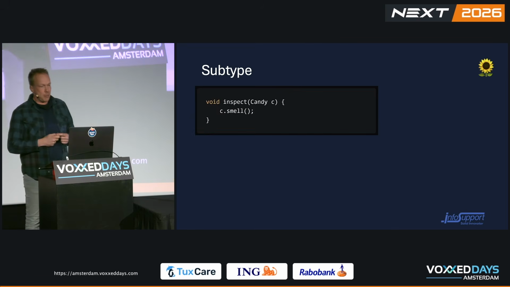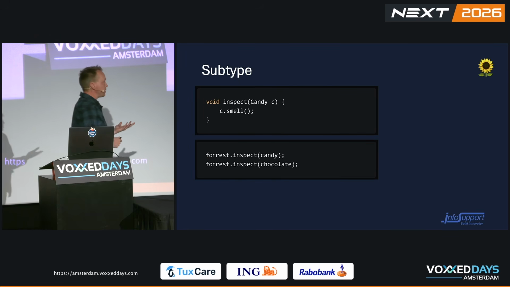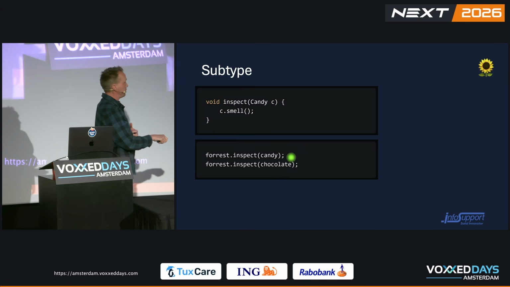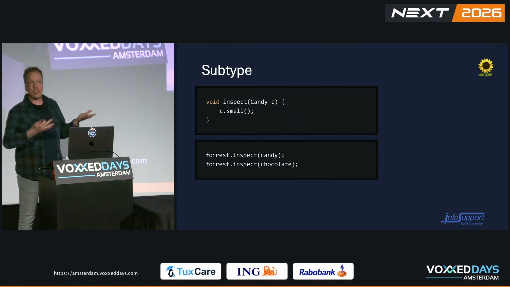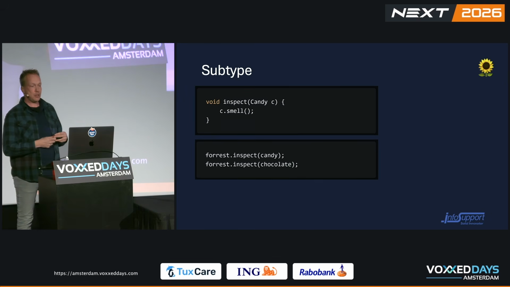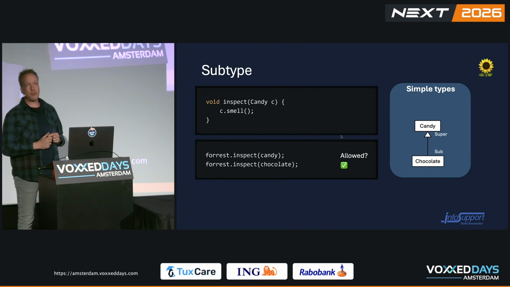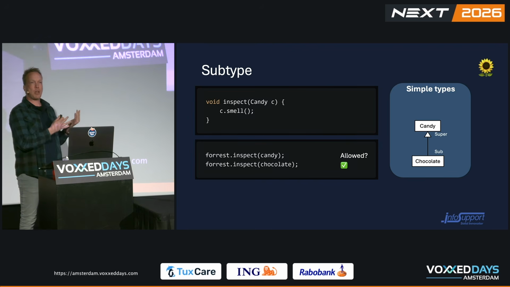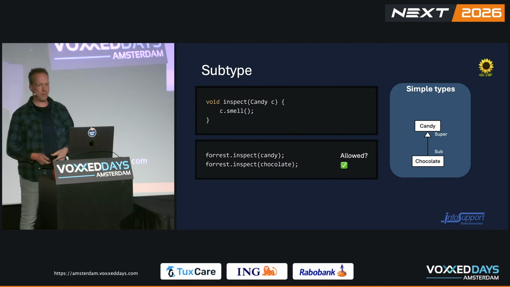First, a little bit about subtyping. When we have this method that expects a Candy, we can of course pass a Candy instance to it and also a Chocolate instance to it, right? So that's common knowledge. And we say that Chocolate is a subtype of Candy. So that's important terminology. It's not only a subclass but also a subtype.